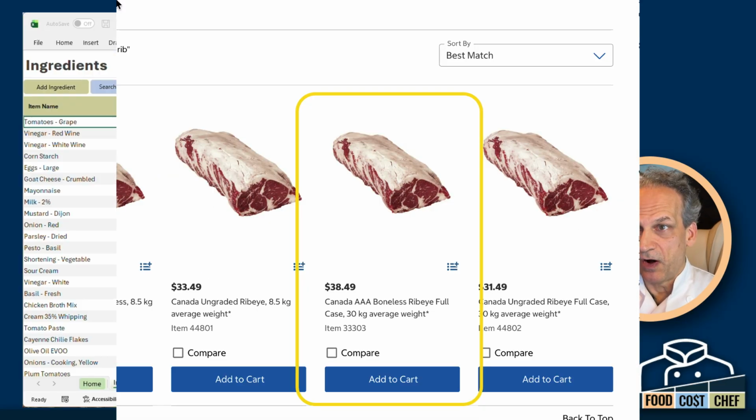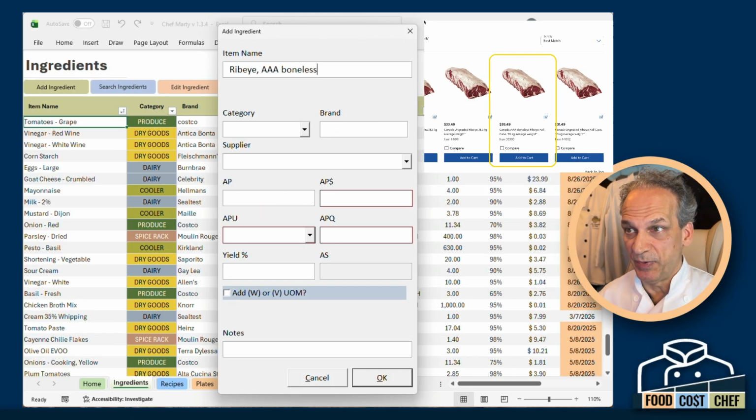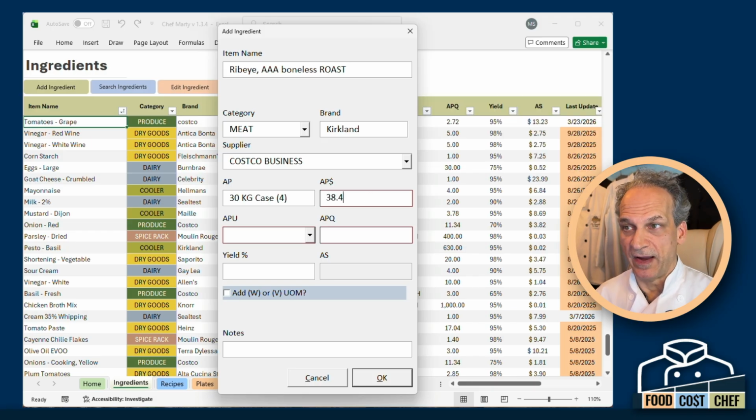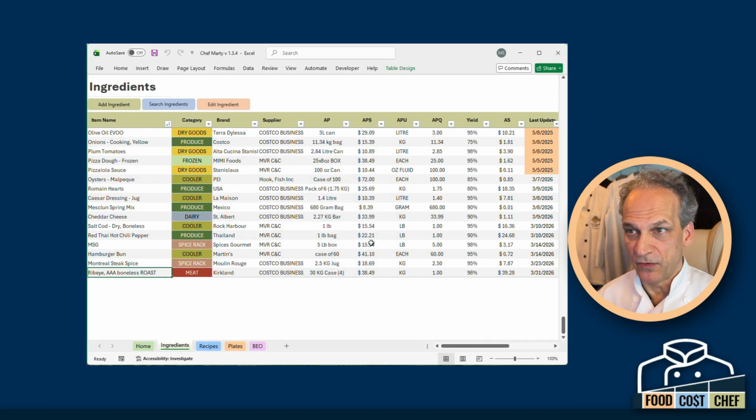So let's input our whole ribeye boneless AAA. A 30 kg case is 4 full roasts, and the cost per kilogram is $38.49. It doesn't matter the variance of the size of the roast. We only need the cost per kg here. I will put a 98% yield here, but that's not the cooking yield. Consider that the handling and loss yield over the year. Okay, the ingredient is in.